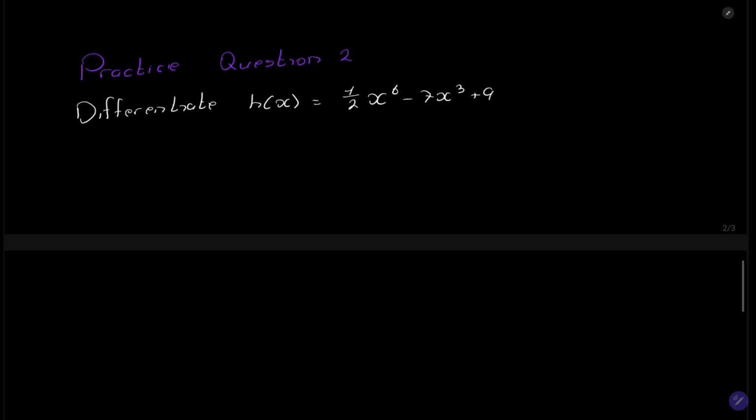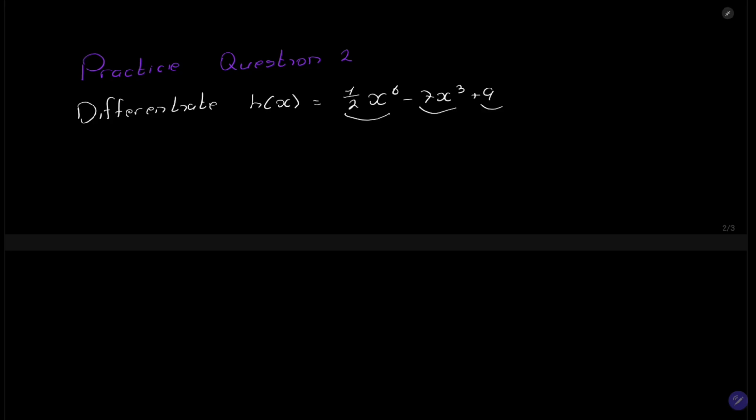So what does our first step tell us to do? Our first step tells us to split our function into the separate terms, or to identify each and every term we have in our function. In this function, we can identify 3 different terms. Our first term being half x to the power 6, second term being negative 7x cubed, or we can just use 7x cubed as it is, and the third term being 9. Moving on to our second step, it tells us to differentiate each and every one of these terms individually.